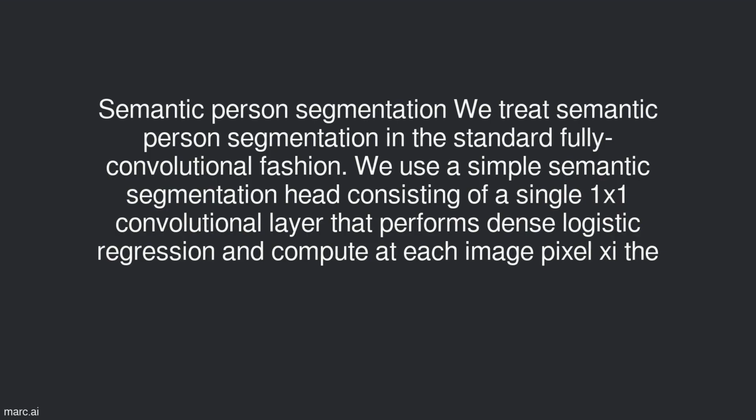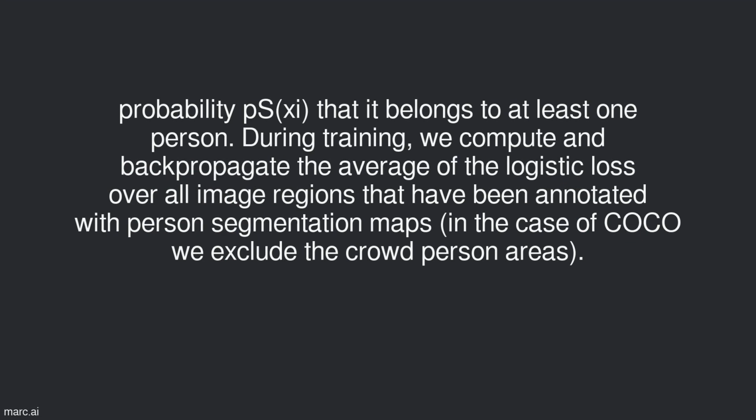Semantic person segmentation. We treat semantic person segmentation in the standard fully convolutional fashion. We use a simple semantic segmentation head consisting of a single 1x1 convolutional layer that performs dense logistic regression and compute at each image pixel x the probability P_S(x) that it belongs to at least one person. During training, we compute and backpropagate the average of the logistic loss over all image regions that have been annotated with person segmentation maps. In the case of COCO, we exclude the crowd person areas.